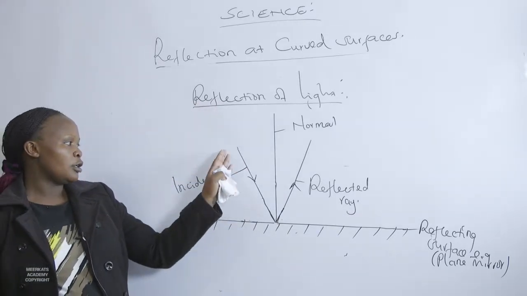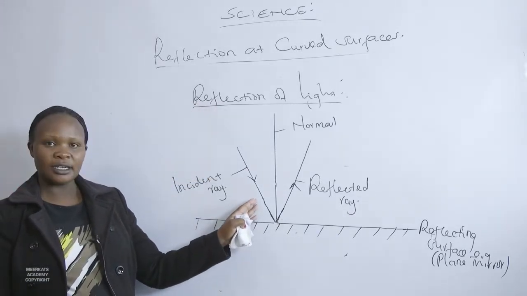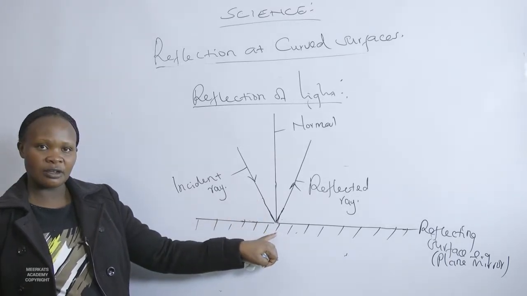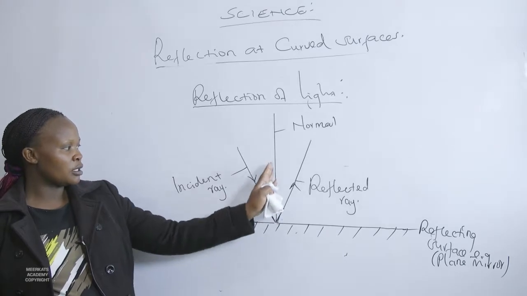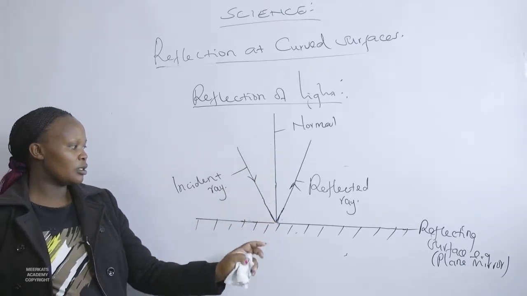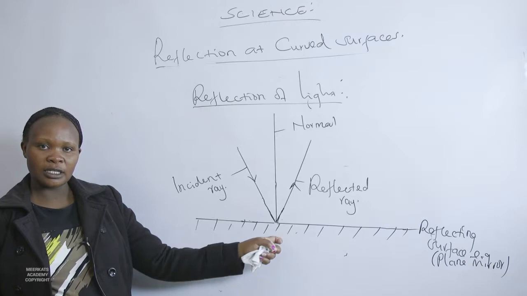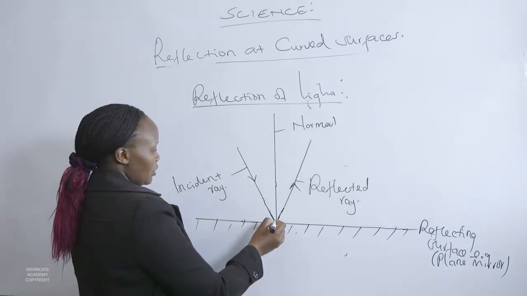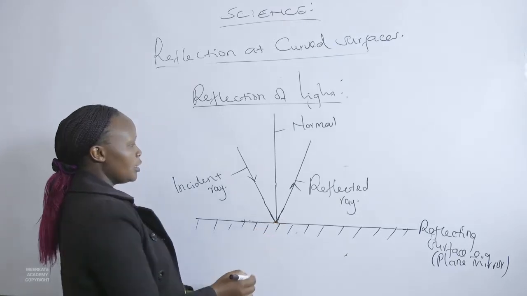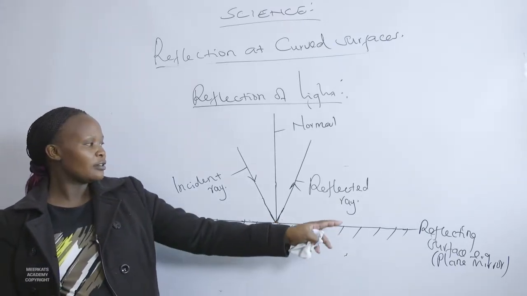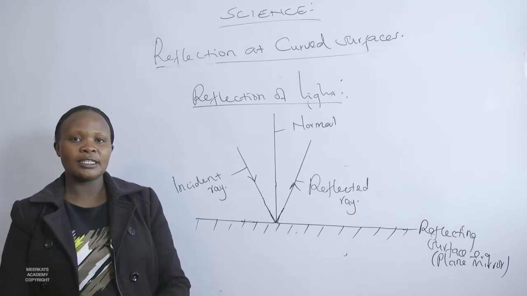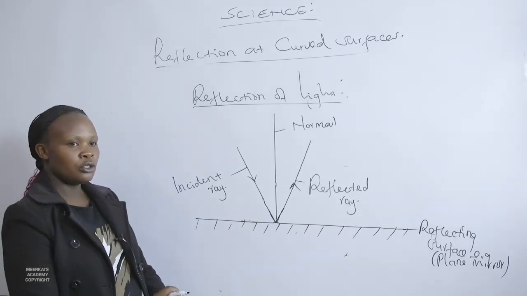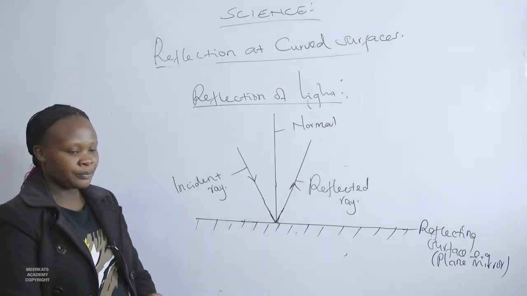Now clearly you can see that the incident is coming from some distance to our reflecting surface. We have one perpendicular to the reflecting surface at the point of incidence of our first ray. And then we have a reflected ray that is coming from the reflecting surface and towards our eye.